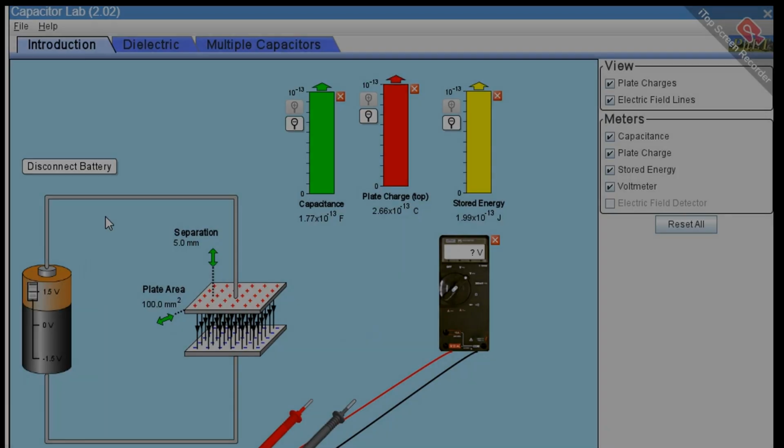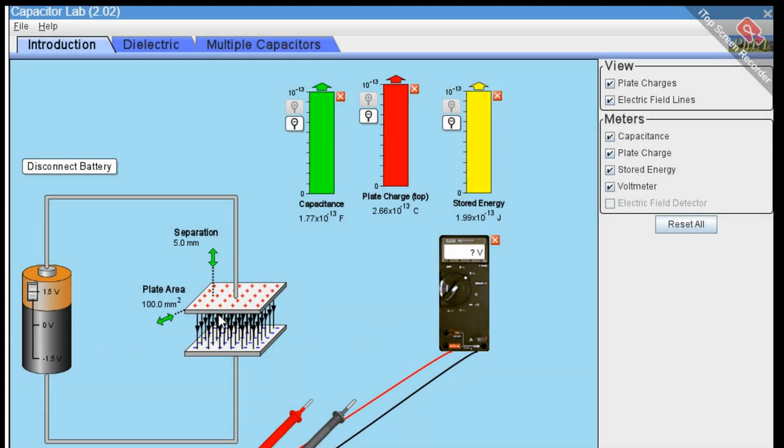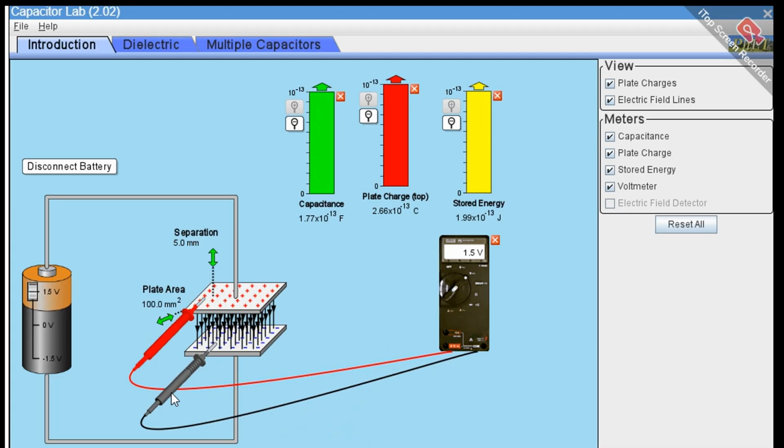Here in this video, we have a parallel plate capacitor separated by a distance of 5 millimeter and area of cross section of 100 millimeter square. And here is a battery for which the voltage is about 1.5 volts, which we can verify by using a voltmeter. The positive terminal is connected to this positive plate and the negative terminal is connected to the negative plate.